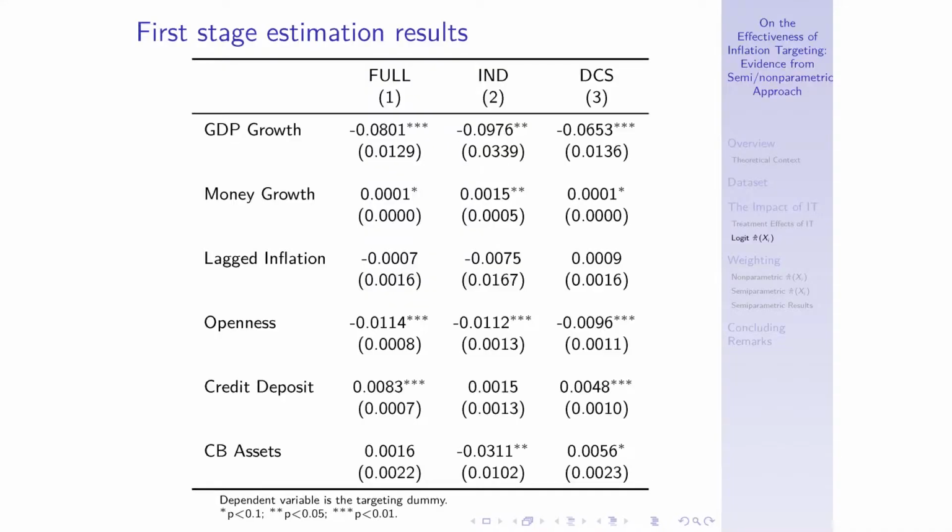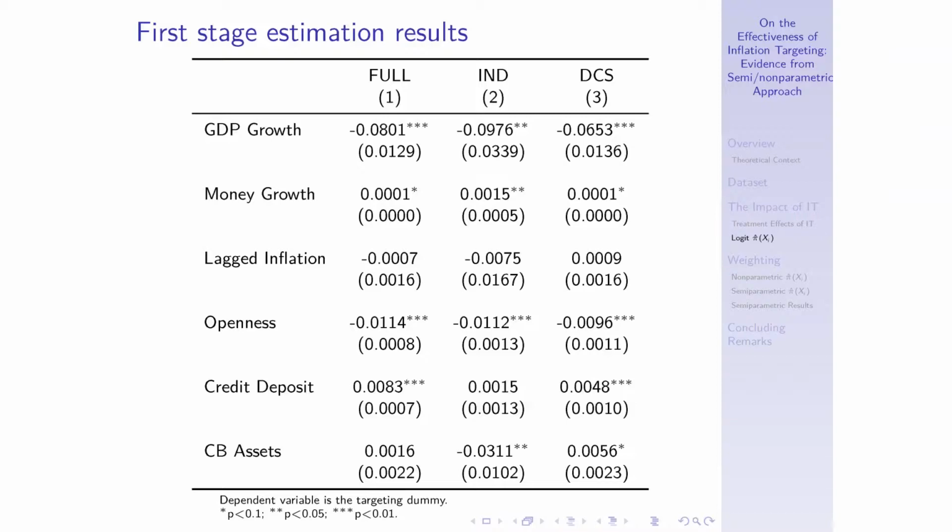What we get here is, in the first stage, we have this result. So basically our left hand side is the probability of adoption of inflation targeting. The first column is the full sample, the second column is the industrial economies, and the third column is the developing countries.